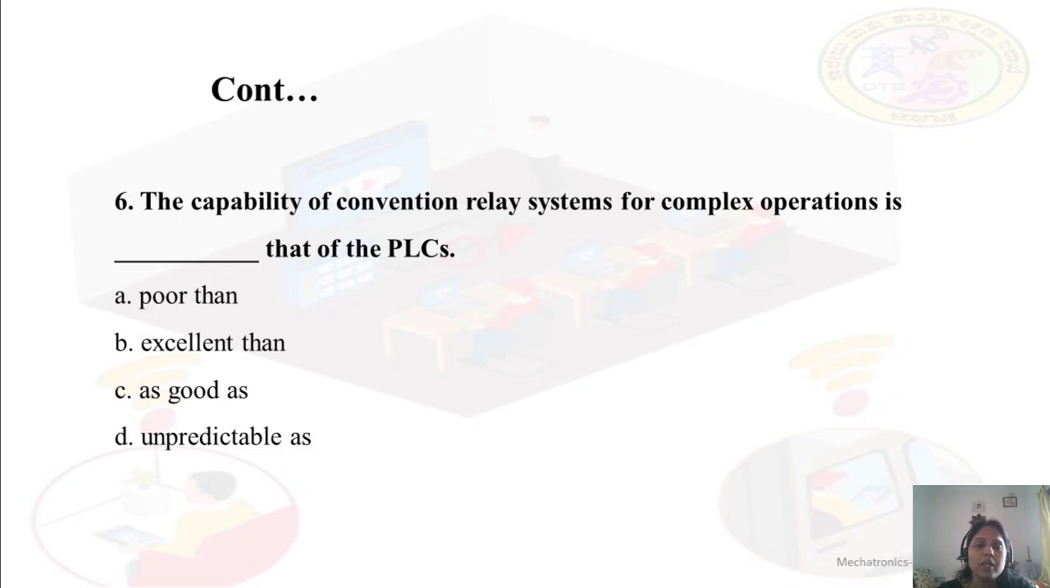Sixth, the capability of conventional relay systems for complex operations is dash that of the PLC. A. Poor than, B. Excellent than, C. As good as, D. Unpredictable. What is the answer? It is poor than that of the PLCs.